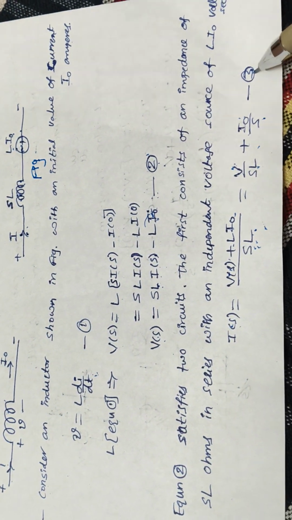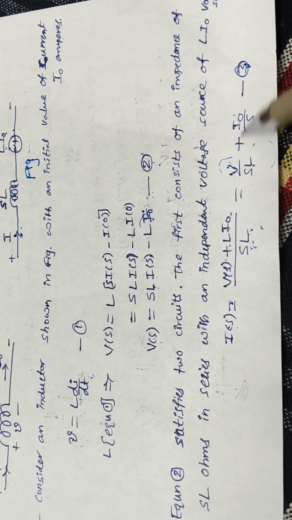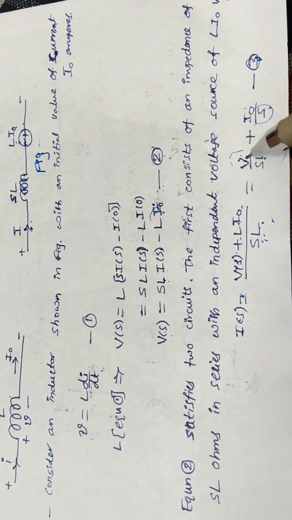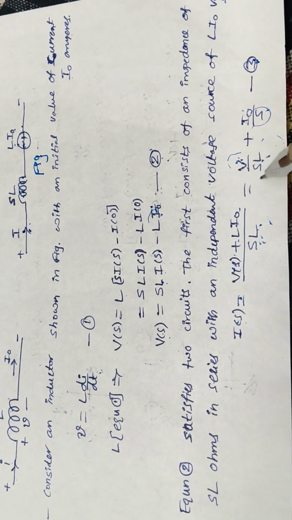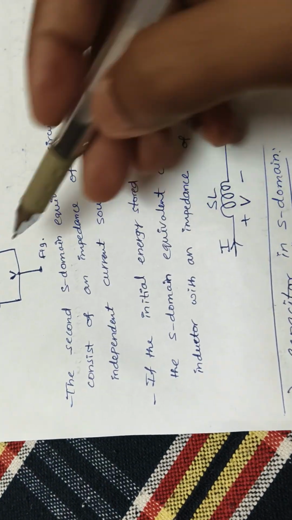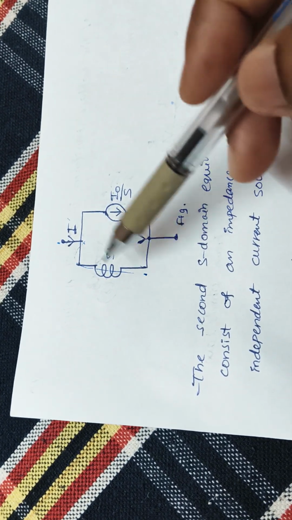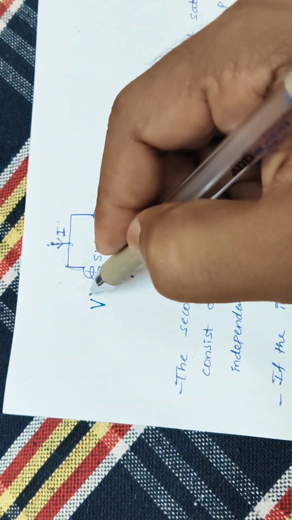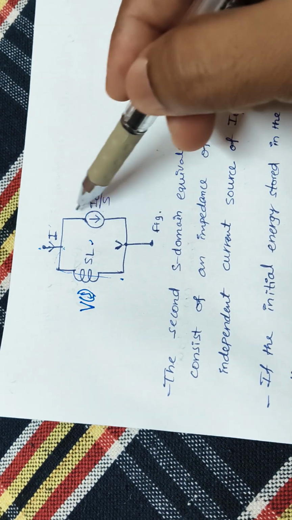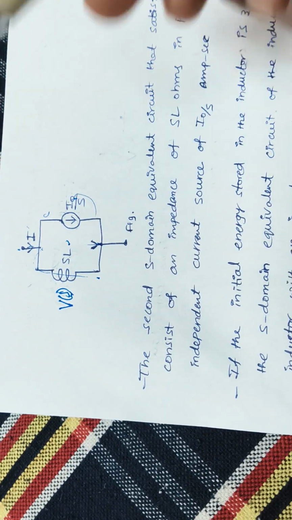For the third equation, also a pictorial representation, total current I of S is split into the individual currents. This I naught by S is nothing but a current source, I can represent it with the current source. And V by impedance. SL is nothing but impedance, voltage by impedance. Capital I, means I of S, is split into the, here the voltage across this parallel branch is V of S or V. So V by SL plus I naught by S, current source.